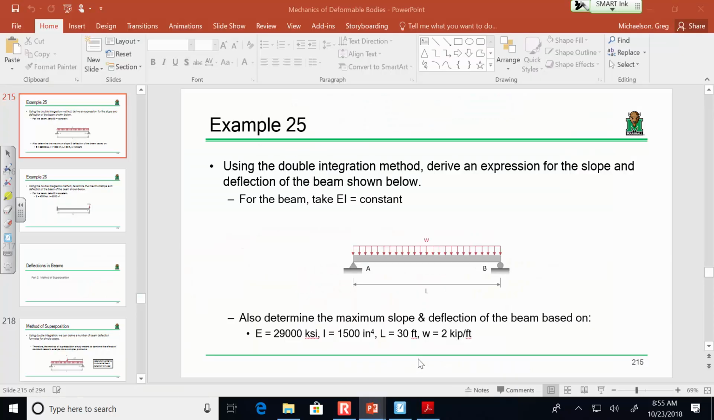Now, as for a quantity, how do we determine the quantity? Well, let's go back to the example. The example says determine the maximum slope and deflection. I'm just going to worry about deflection. You all can do slope on your own. Determine the maximum slope and deflection based off these following values. So we have an E of 29,000, I of 1,500, L of 30 feet, W of 2.